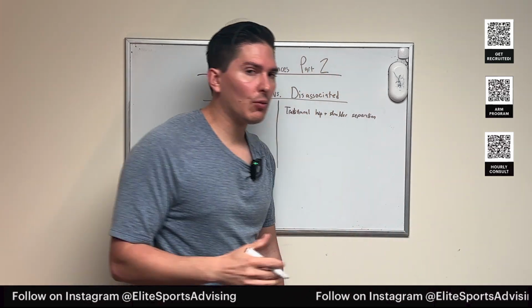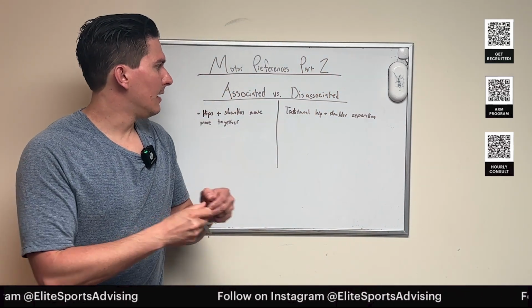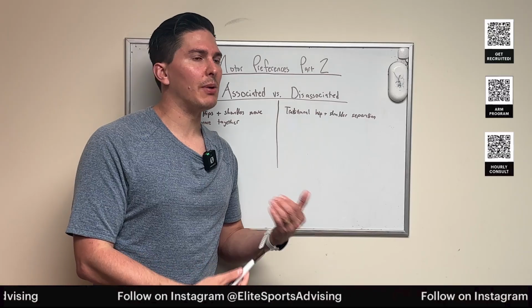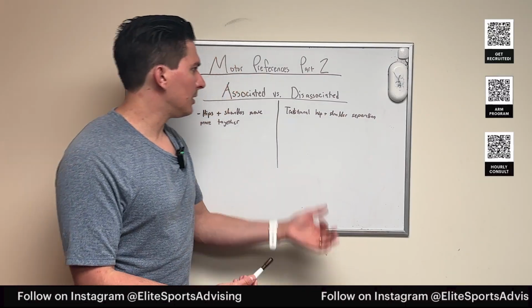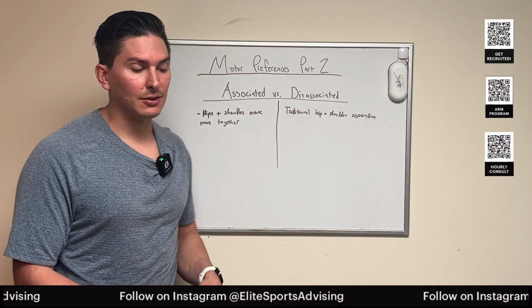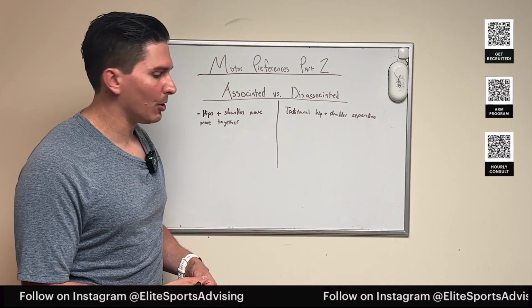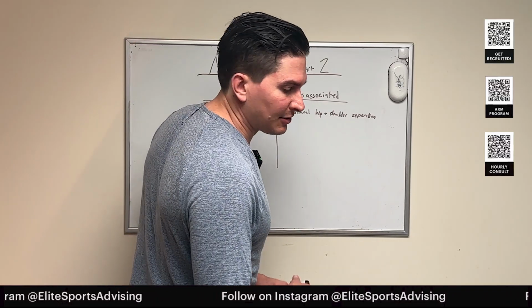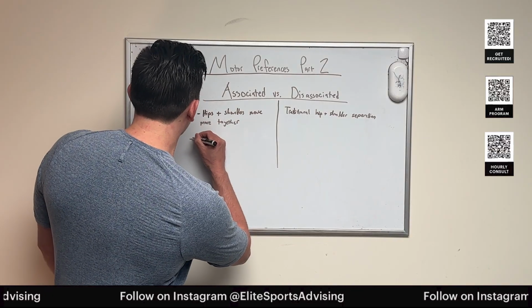Now, what this book is saying here is that neither one of these are better than the other, right? You could be a disassociated guy and be an elite hitter. You can be an associated guy and an elite hitter. And some of the examples they bring up for both, so for associated guys, is going to be like Vlad Guerrero Jr.